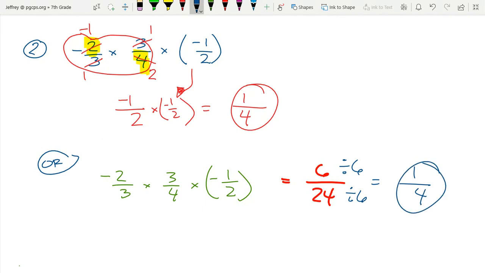But I would advise you to do the first method, the cross simplify. It would be much faster, especially if the values are bigger. So let's try our next problem.